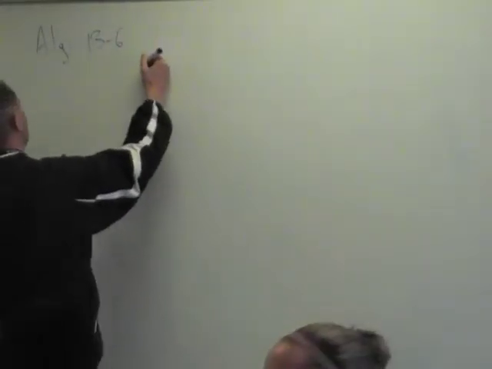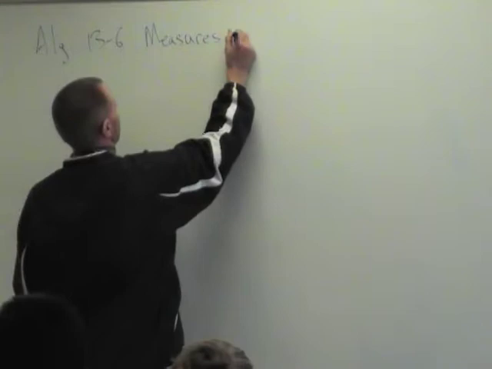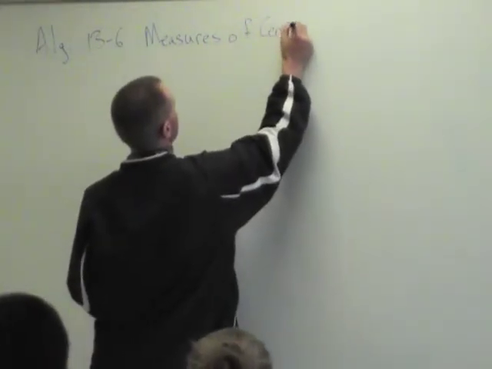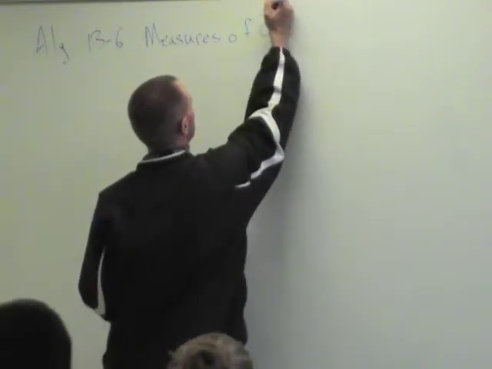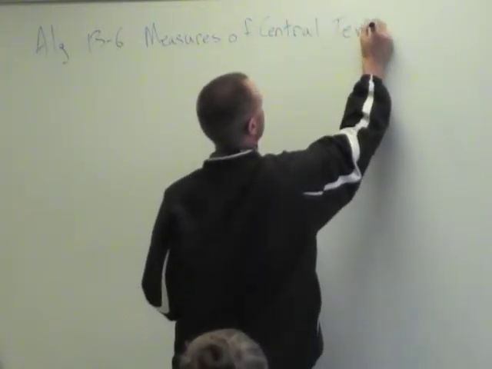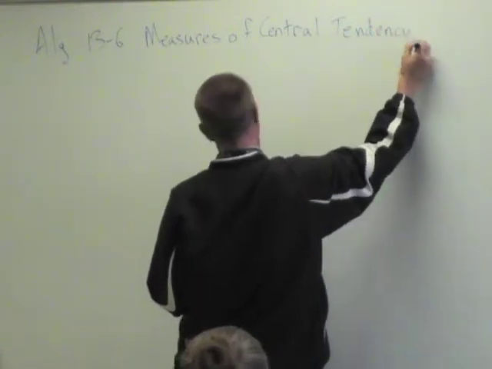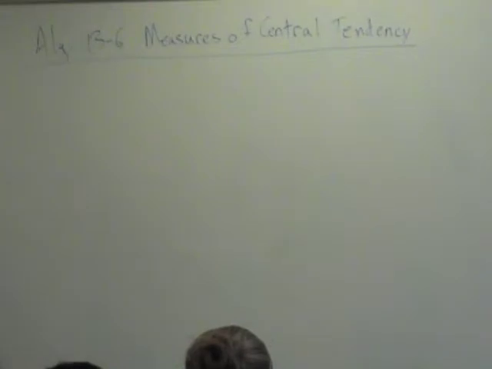I have no idea what it is. All right, so this is a section you should know almost everything about. Measures of central tendency. Well, I was thinking of the tendency. I think that's right, isn't it? I don't know. Check.